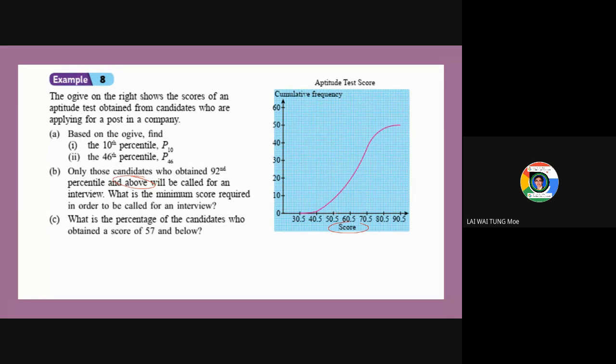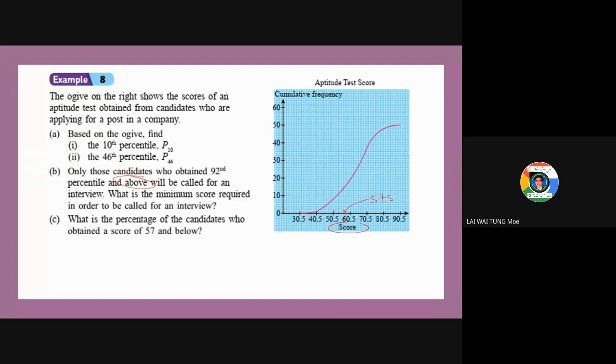So one box refers to one mark or one score. So 57 means 7 boxes. From here you count 1, 2, 3, 4, 5, 6, 7. Around here. I cannot count it exactly because it's too small, but maybe it's around here. So this part is your 57. Okay, 57.5. So this one is your 57.